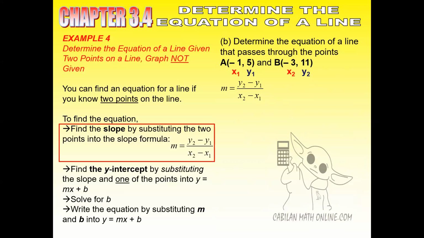Now, the part I want you to be careful with is actually going to be the bottom part here. So starting off with y2 minus y1, we have 11 minus 5. However, it's the bottom part I want you to pay attention to. Notice here, x2 is negative 3. And then you're subtracting the x1, which is negative 1. So on the bottom part, what we have is negative 3 minus negative 1.